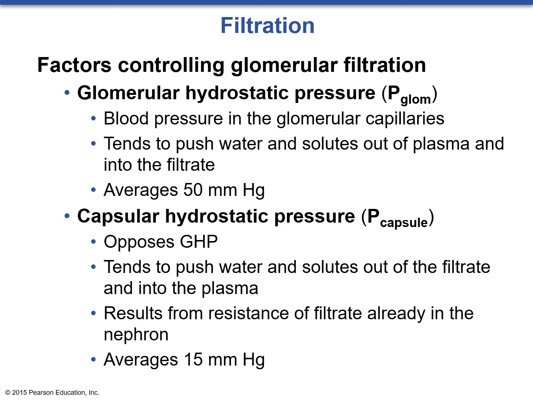The next is capsular hydrostatic pressure. This is in direct opposition to the glomerular hydrostatic pressure. This is going to be the pressure of water pushing from the capsular space into the glomerular capillaries. Now, this is going to be far less than the glomerular hydrostatic pressure at only 15 millimeters of mercury.